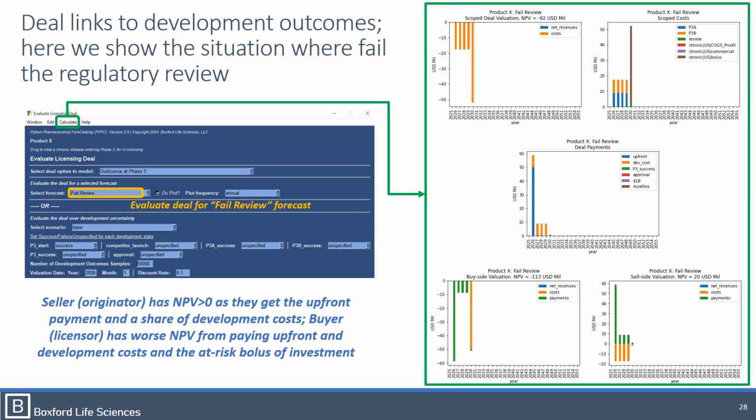We see that we have a negative value for the asset. The buyer assumes a lot of costs and is quite poor in NPV because they have to make the upfront payment, they share a fraction of the development costs, and then they end up having that at-risk bolus of investment to build out commercial capabilities when phase 3 succeeds, but because the review fails, they never get any revenues from it. For the seller or the originator, it looks very different. They still have some share of the development costs, but now they have the upfront payment and at least some value of offsetting a share that the buyer assumes, and so in this case, they actually realize a slightly positive NPV.